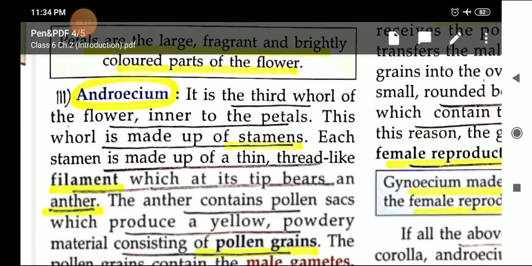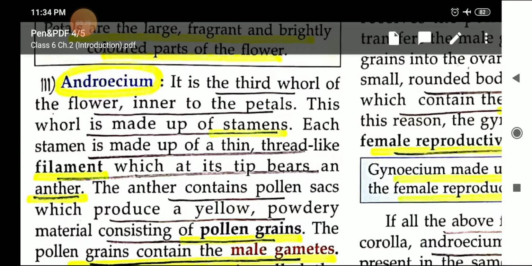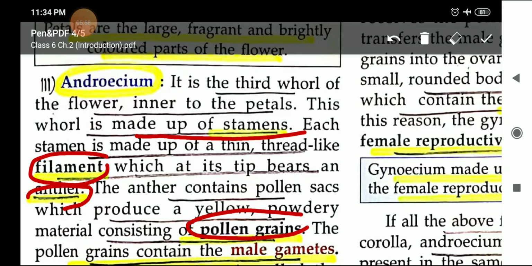Now the third part, that is androecium. Androecium is the third whorl inner to the petals, and it is made up of stamens. So you can say singular stamen, and the collection of stamens is known as androecium. Now stamen is further made up of two main parts. The stalk of the stamen is known as filament and the tip is known as anther.